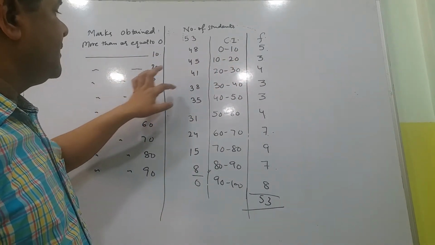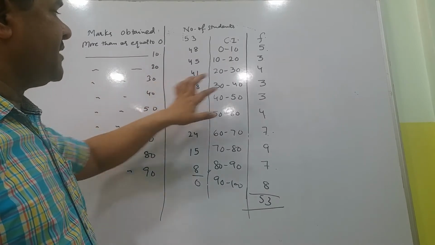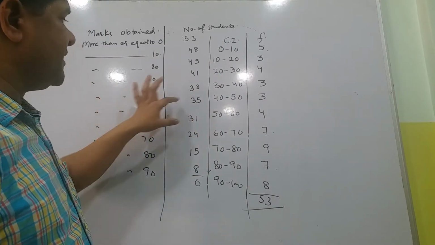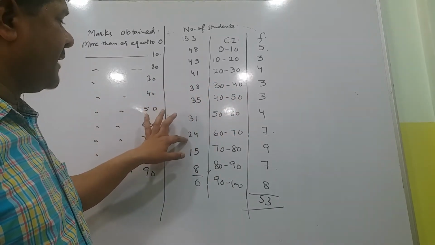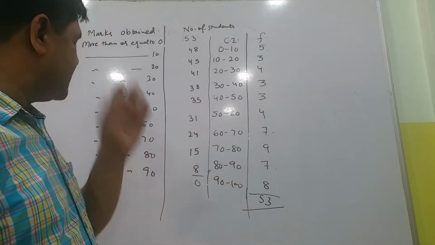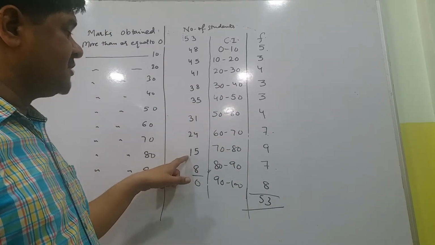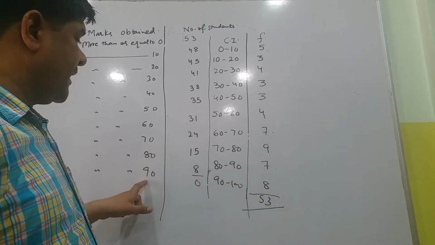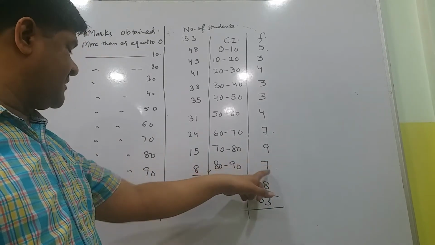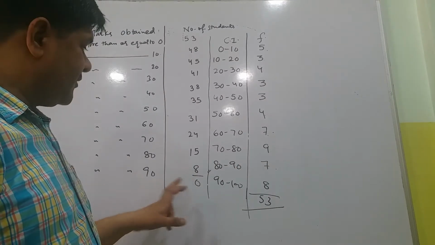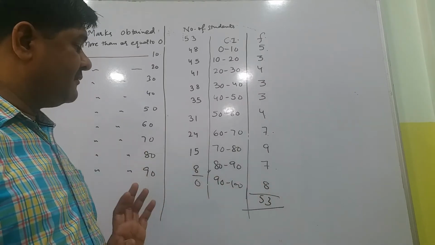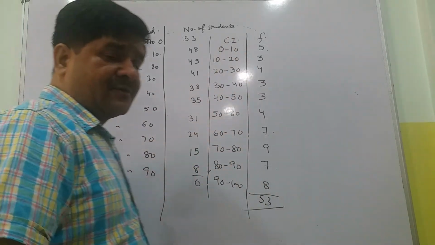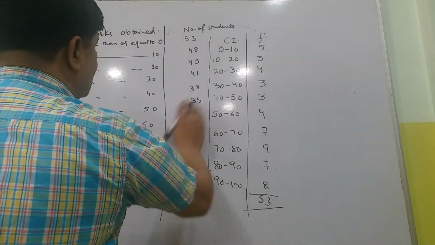40 to 50, 38 minus 35, 3. 50 to 60, 35 minus 31, 4. 60 to 70, 31 minus 24, that is 7. 70 to 80, 24 minus 15, 9. 80 to 90, 15 minus 8, that is 7. Then you have to take another one because 8 is still left. So 90 to 100, 8 minus 0, 8. So this is how we filter out the frequency table from it. Now you can go ahead the way you have done it earlier.